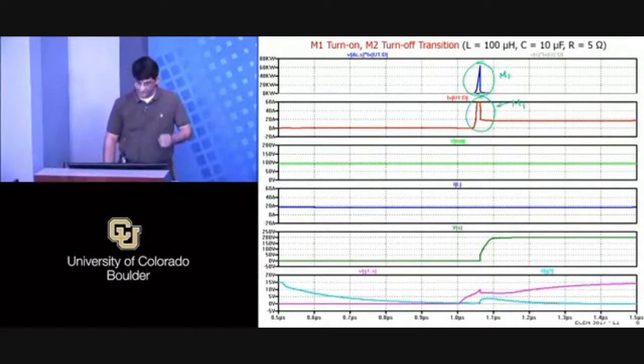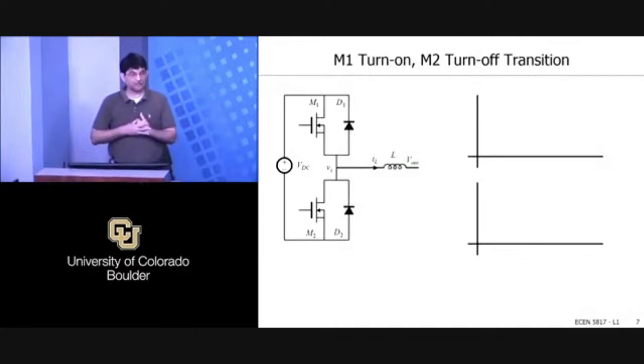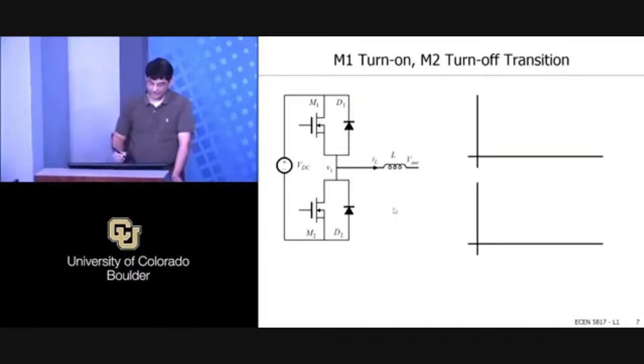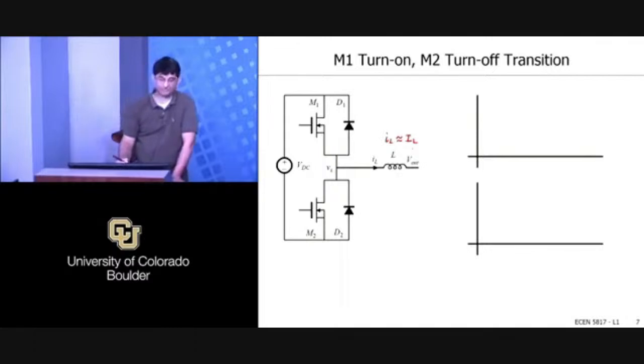Let's explore that a little bit, and again, let's start with a simple model. First, let's ignore the capacitances. Let's just start with the two devices with their body diodes, and let's look at the initial state. First of all, we're again going to assume in this case that our inductor current is constant. So IL is approximately some constant IL because we have a large inductor.